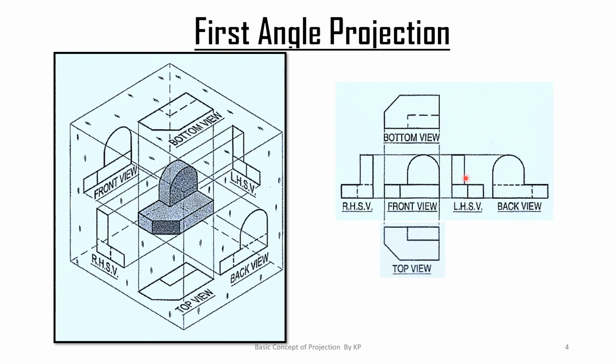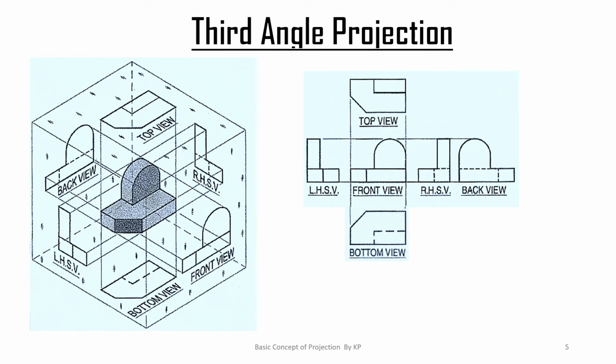So these show the position of the different views with respect to the front view in the first angle of projection. Here we are studying the third angle of projection in more detail. So this is the third angle projection. We assume that the object is kept in the third quadrant. This means the object is put below the HP and behind the VP. This is VP and the object is put behind the VP.